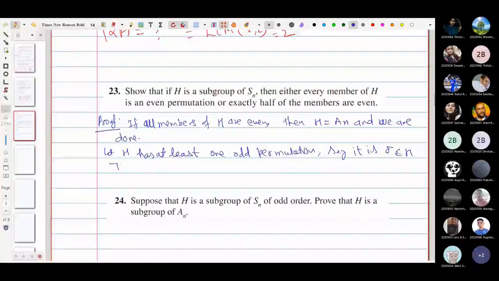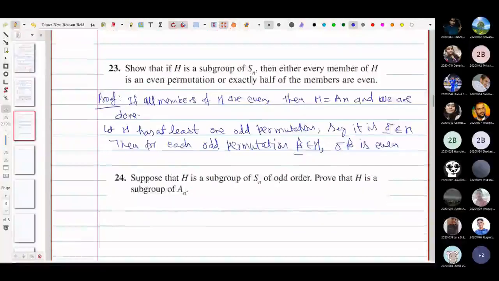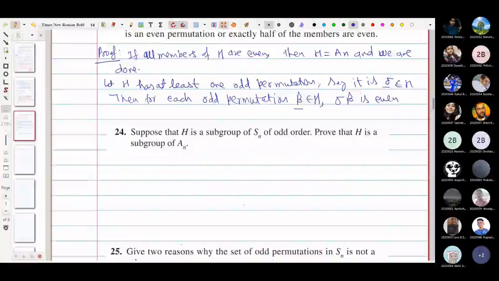Fine. Then for each odd permutation beta in H, sigma times beta is even, because sigma is an odd permutation and beta is also an odd permutation, so the product of these two is going to give us an even permutation.